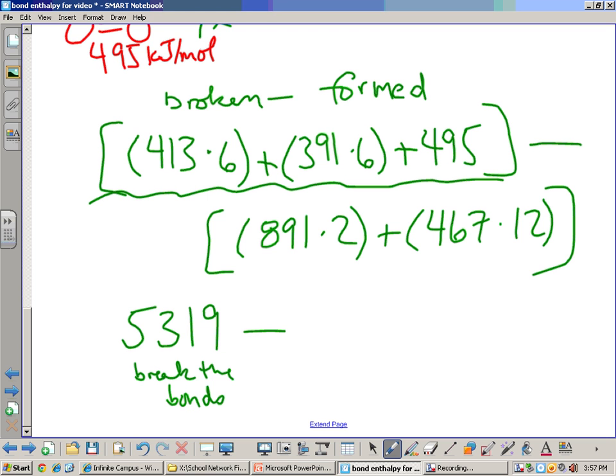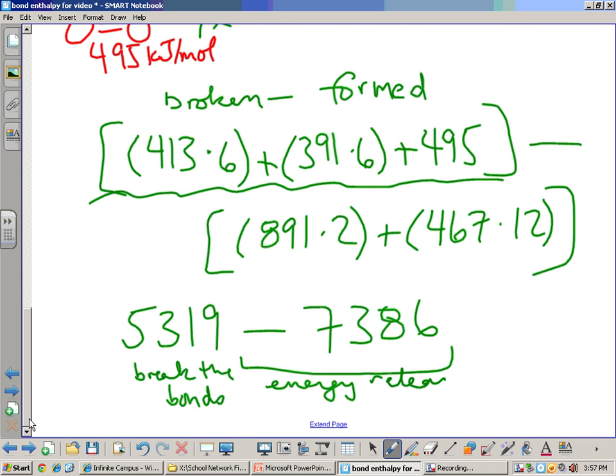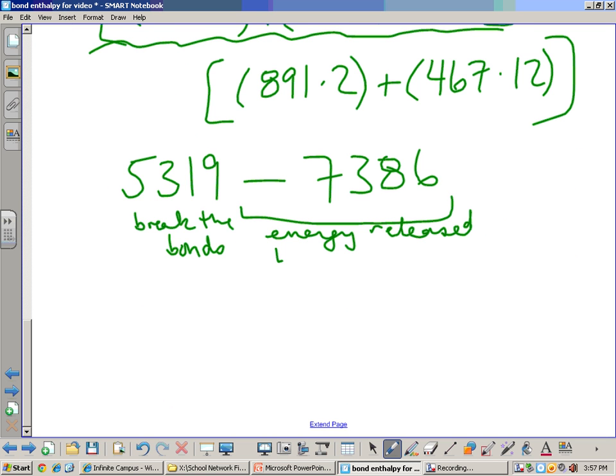And then I have 7,386. This right here is the energy released by forming bonds. It includes the negative, the subtraction. Because this is essentially saying if I wanted to break all of the bonds that are formed, it would require 7,386 kilojoules to do that, positive 7,386. But if I want to form them instead, I flip the reaction around, I negate the sign, and it becomes a negative 7,386.